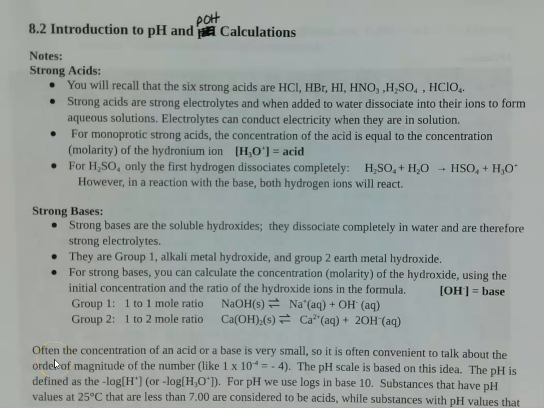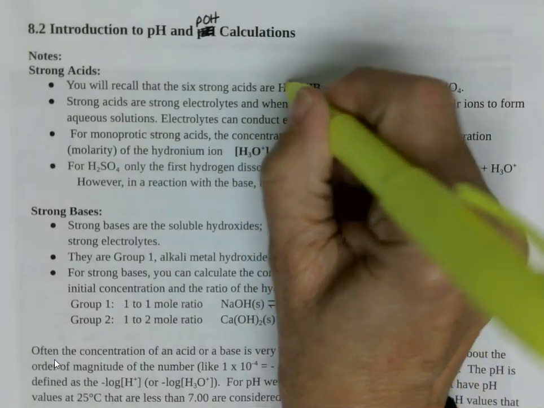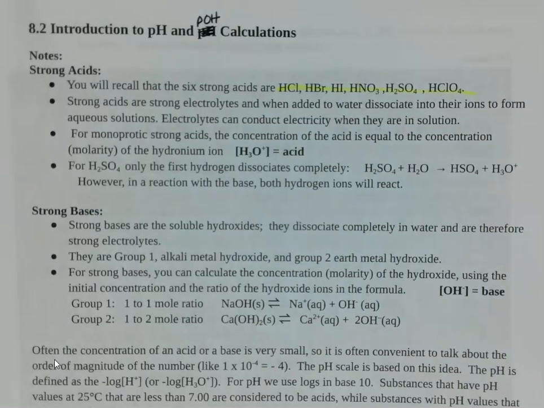We're going to be talking about pH and pOH calculations. That should say pOH, typo error there. So I'm going to try to get through just some of these notes real quick, and we can talk about more of them in class. Again, hopefully you are working on memorizing your strong acids.